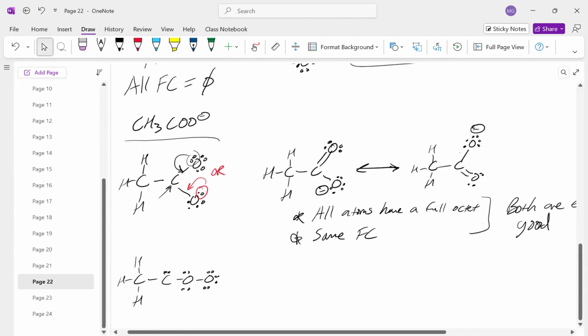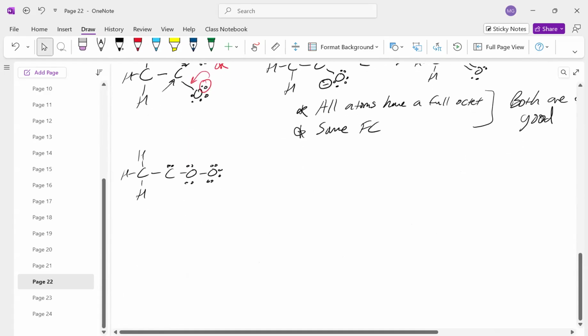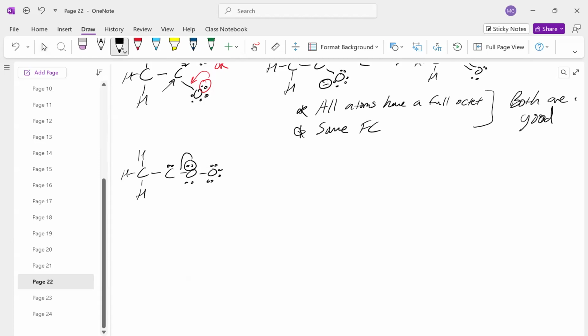Now let's go to the wrong answer here and explain why we're saying this is wrong. So if we look at this, all the atoms have a full octet except the carbon. So what I can do is use a lone pair to make a double bond. And what does that look like?